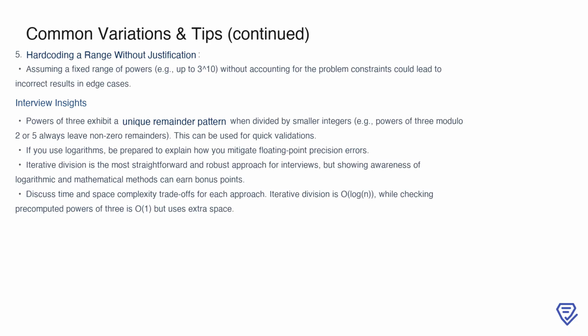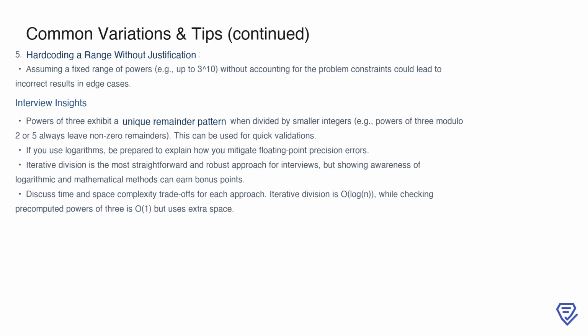Now, here are some insights to keep in mind for interviews. Powers of 3 have a unique remainder pattern when divided by smaller integers. For example, if you divide a power of 3 by 2 or 5, you'll always get a non-zero remainder. This property can be leveraged for quick validations.